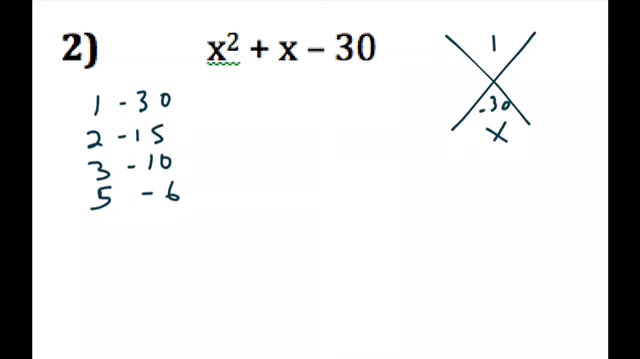Well, 1 minus 30 equals a negative 29. 2 minus 15 is a negative 13. The next one's negative 7. And this one's a negative 1.